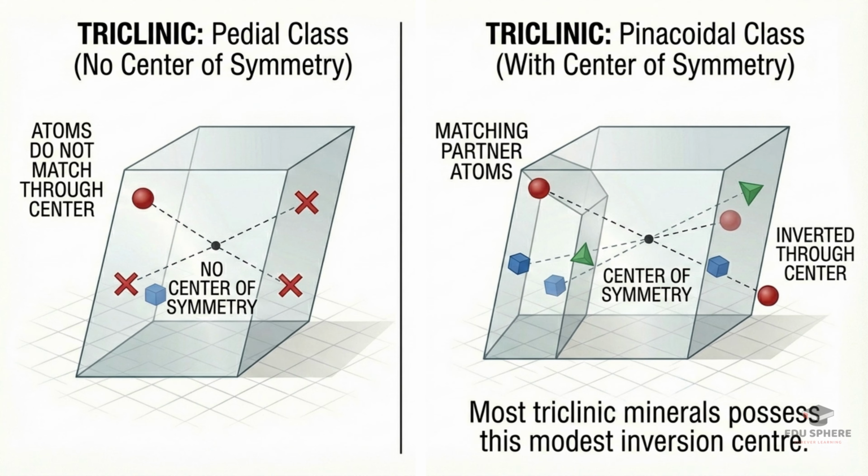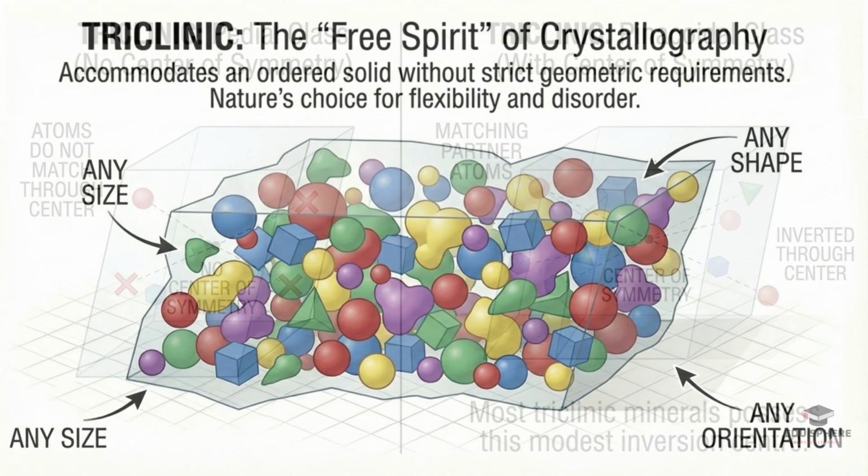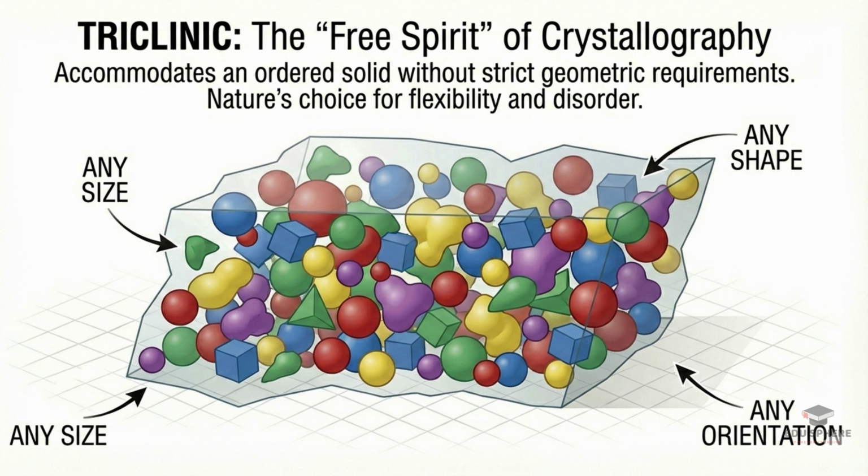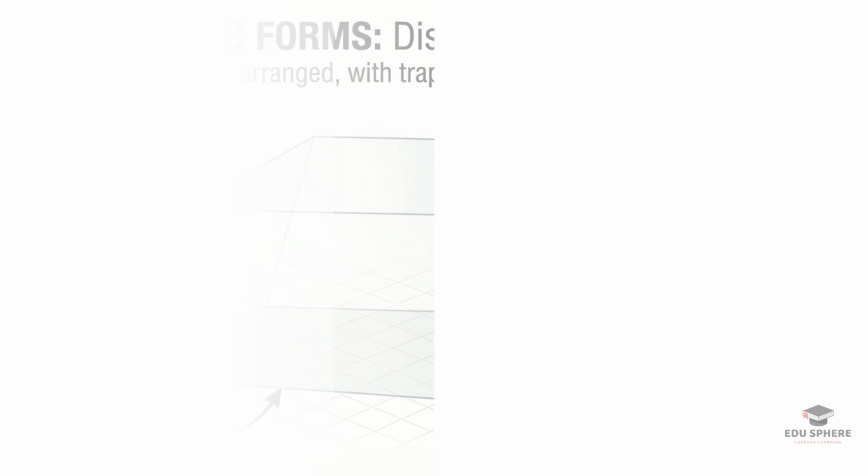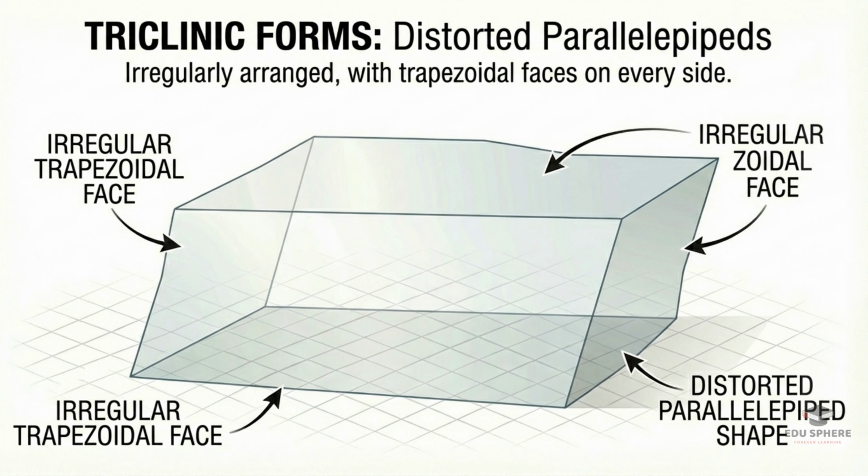Because of all this, the triclinic system is truly the free spirit of crystallography. It allows atoms and molecules of nearly any size, shape, or orientation to build up an ordered solid without strict geometric requirements. Forms in the triclinic system reflect this total freedom.